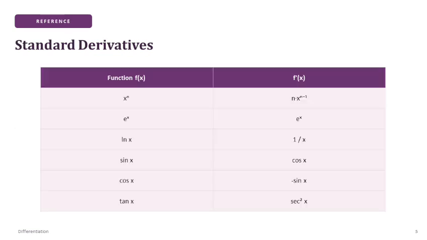We are going to see the standard derivatives. Derivative of x^n is n x^(n-1). Derivative of e^x is e^x. Derivative of ln x is equal to 1 by x. Derivative of sin x is equal to cos x. Derivative of cos x is equal to minus sin x. And derivative of tan x is equal to sec squared x.